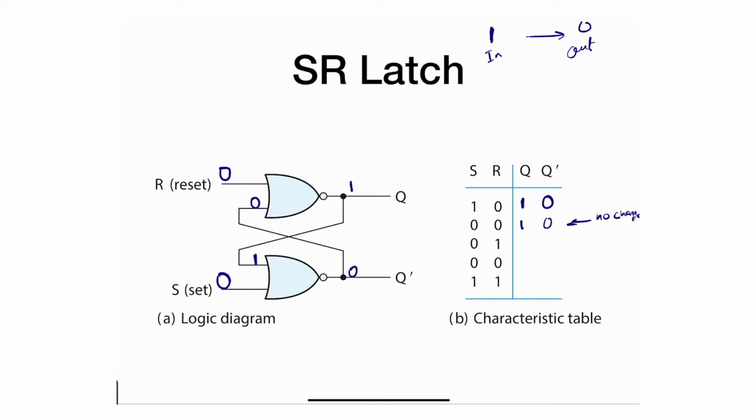Now we move on to the next step, where R is 1, so I expect it to reset Q to 0. Let's see if that actually happens. I set R to 1, and since the input is 1, the output is definitely 0, so I have to change this one here. If you put this as 0, the input here is now 0, 0, which means the output here should change to a 1. And now we have this as a 1.